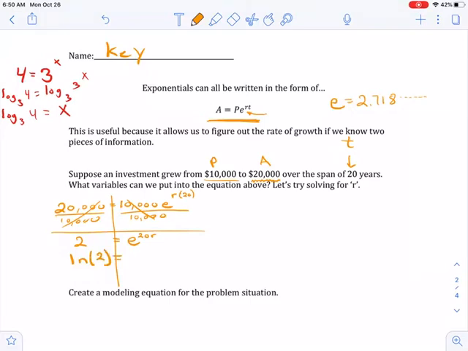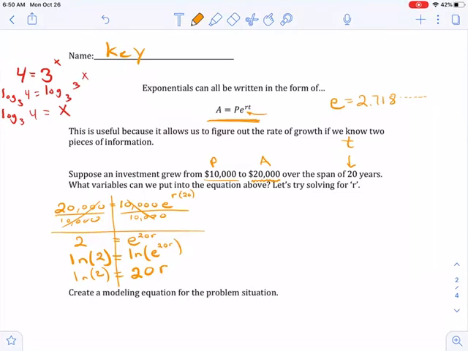So if I take the natural log of both sides, on the left I'm going to end up with the natural log of 2, and when I take, I'll write it all out here, the natural log of e to the 20r, this is just going to end up giving me 20r.